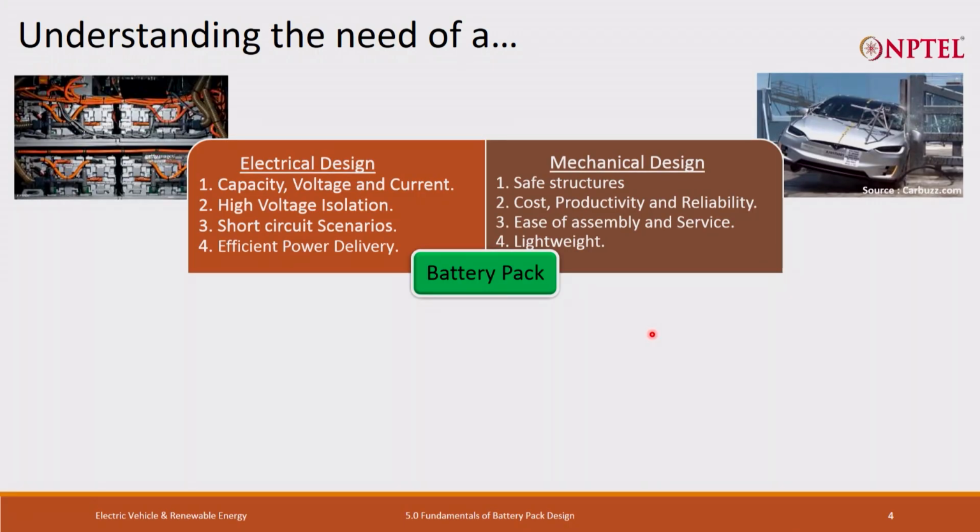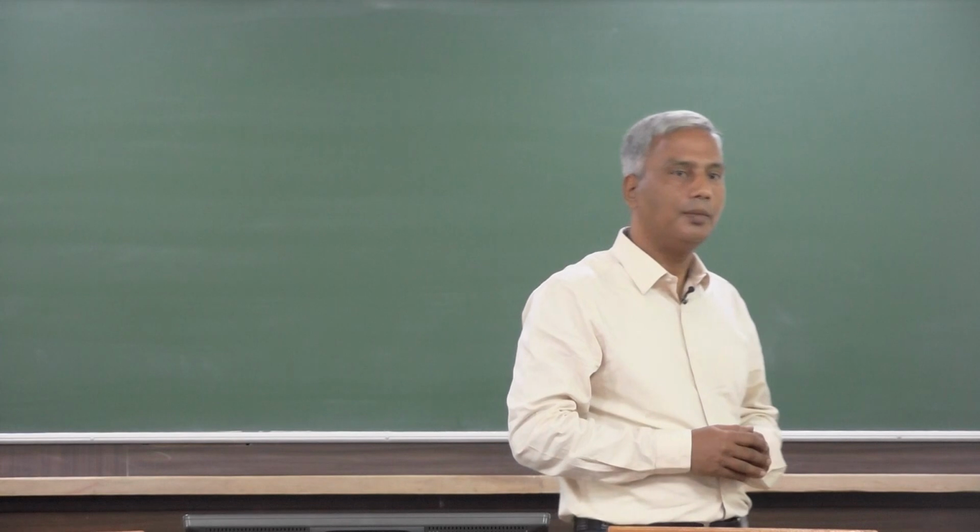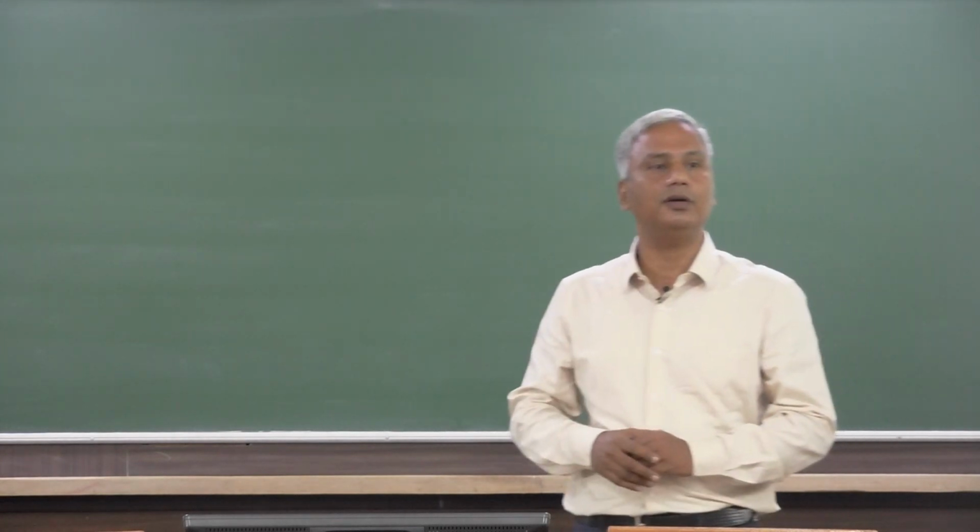The second is mechanical design, very important for safe structures. When we say safe structure, even in the case of a crash or toppling of the vehicle, the battery pack should be safe. Now, the design should be such that the cost of the battery pack becomes minimum. I cannot reduce the cost of the cell, but I can still reduce the cost of the battery pack.